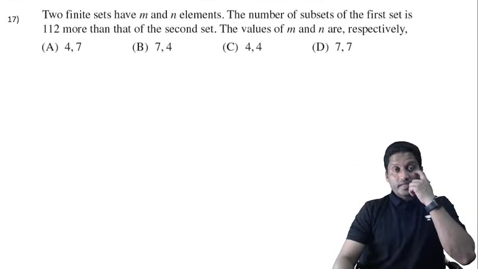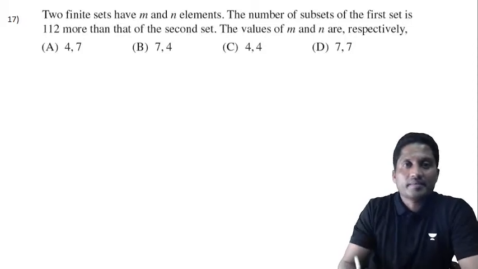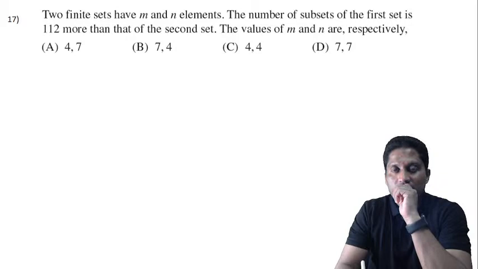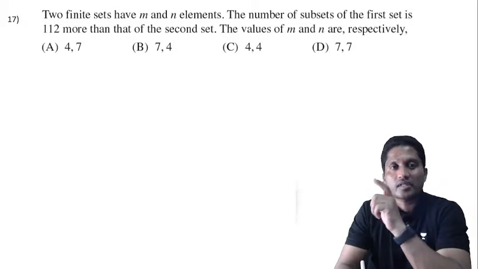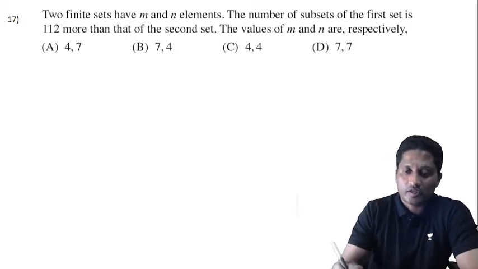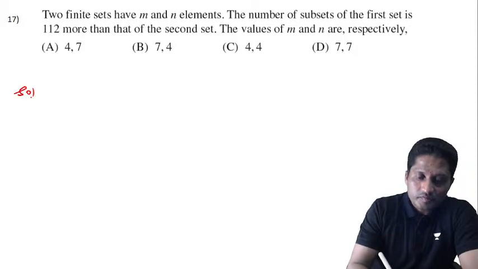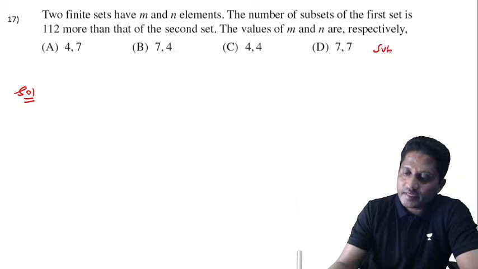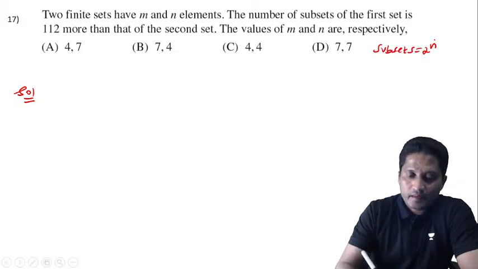Okay, question number 17. Two finite sets have M and N elements. The number of subsets of the first is 112 more than the number of subsets of the second. What should be the values of M and N? If a set has n elements, the total number of subsets is 2 power n.